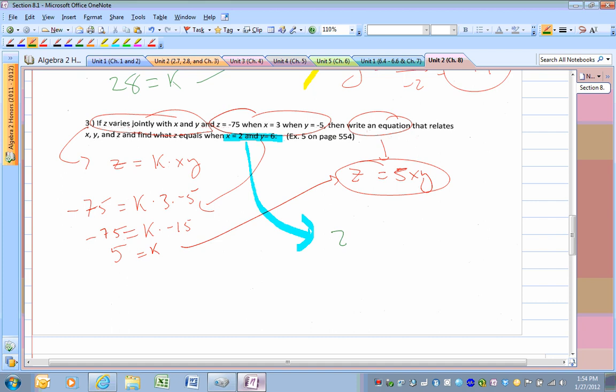Yeah, she gets 60 for this one because z will equal 5 times 2 times 6. Which kind of makes sense because x goes down by a third, y goes up by 20%. So it kind of gets back to the same place, but not really.